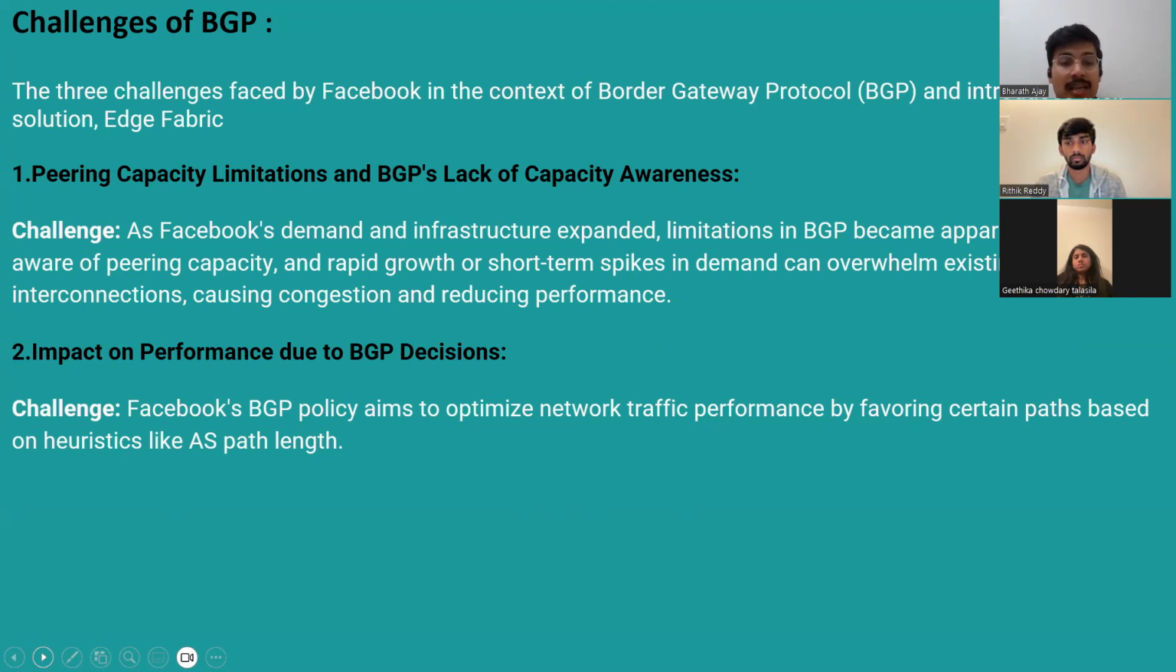Coming to the second challenge, impact on performance due to Border Gateway Protocol decisions. The challenge was that Facebook's Border Gateway Protocol policy aims to optimize network traffic performance by favoring certain paths based on heuristics like automatic switching and path length. The solution was Edge Fabric, which is designed to address the performance impact of Border Gateway Protocol decisions. It introduces a system to measure and compare the performance of alternative paths, allowing for more informed routing decisions.